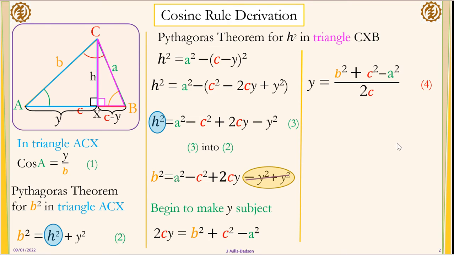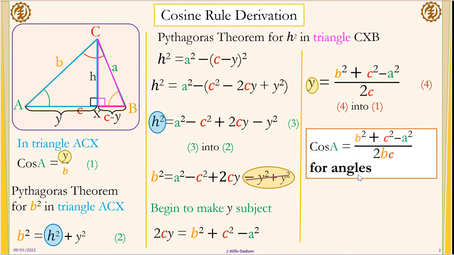Now, I'm going to put equation 4 into equation 1. As you can see, the Y I have here is the same as the Y there. So all I'm going to do is to replace Y with that. And that will give us that. Cos A will be equal to B squared plus C squared minus A squared over 2BC. This is the formula when you want to work out missing angles.